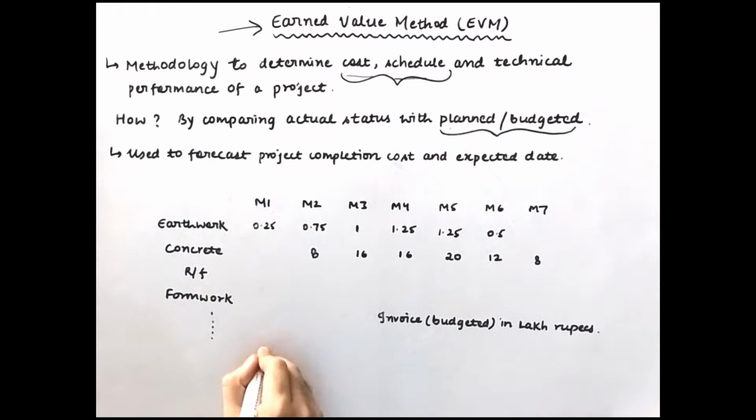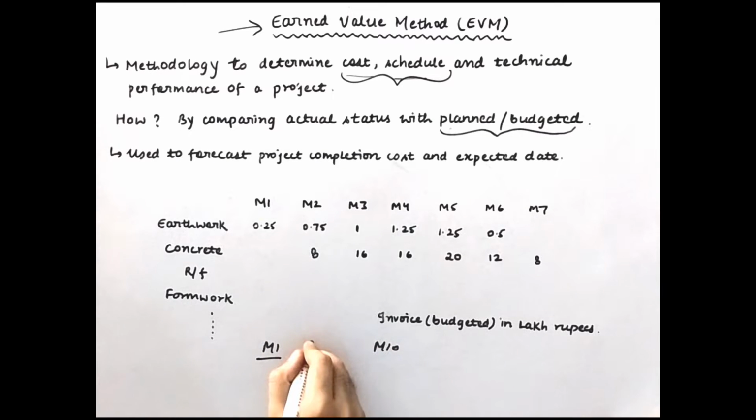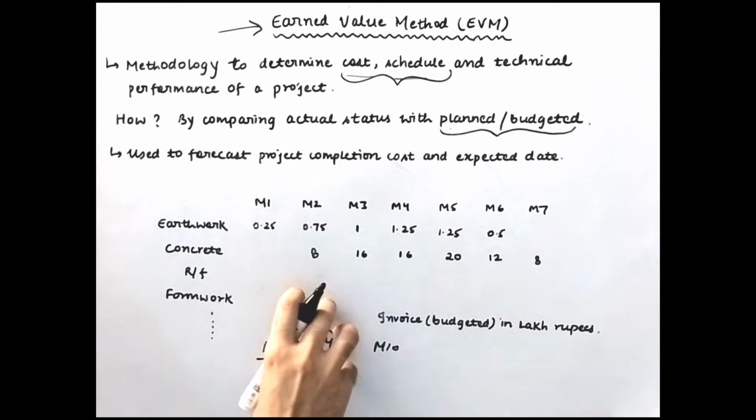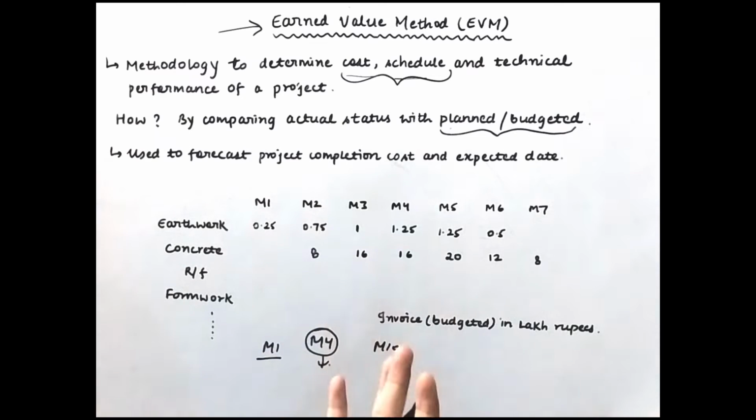Suppose you started the project in month 1, and the project is of 10 months. Suppose you are somewhere in between, in month 4. You want to assess whether right now, at this instance, my project is under schedule, over schedule, under cost, over cost. So at this particular point, you will have to compare your actual cost at this point with the budgeted cost.